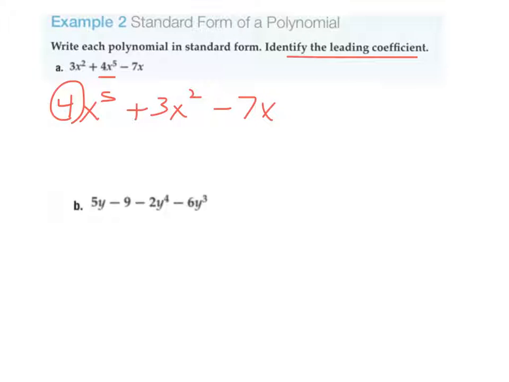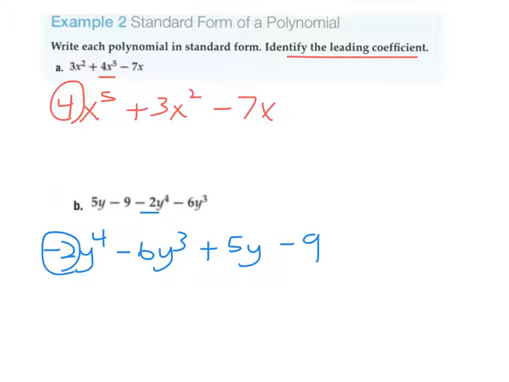Let's look at our next one. So we look at our exponents. We have a 4, 3, and I'm going to put my 4. So if that's a negative 2, once again, I want you to identify this as a negative sign, not a subtraction. Then we put our next one, and if we continue in order, we would get a positive 5y, and then a minus 9. And once we have it in standard form, we look at what is in front, and so our leading coefficient is a negative 2. Just like our leading coefficient up here is a 4.